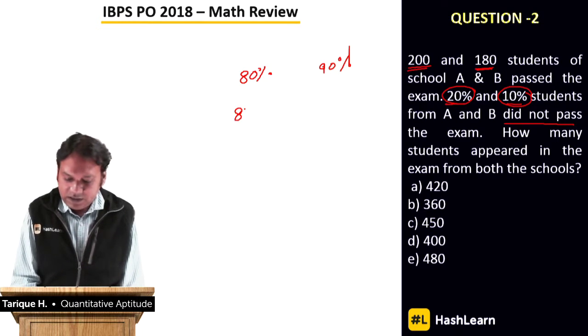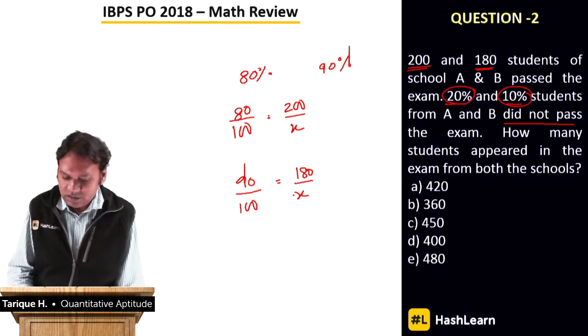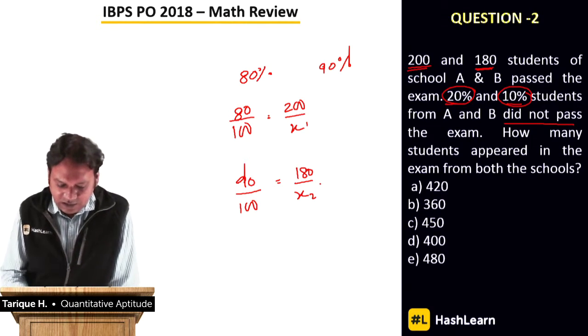So if 80% is 200, 100% will be equal to how much? And if 90% is 180, then 100% will be equal to how much? This is what we have to find out, these two values here, x1 and x2. So very simple to solve here.